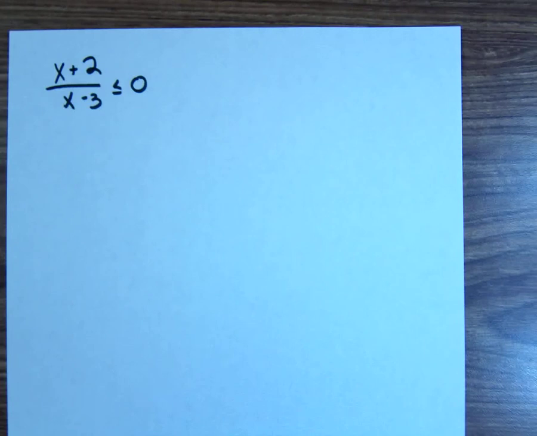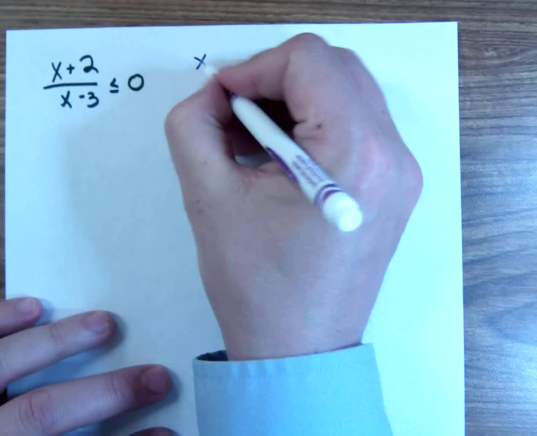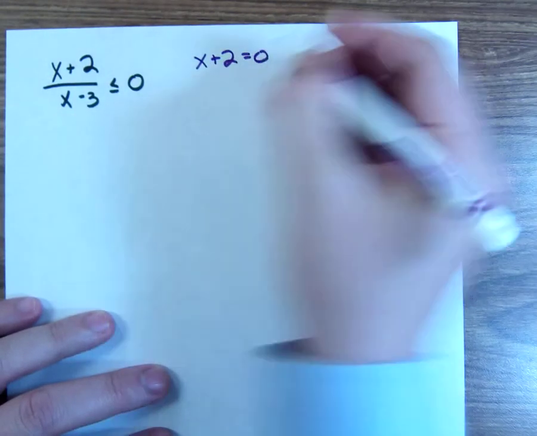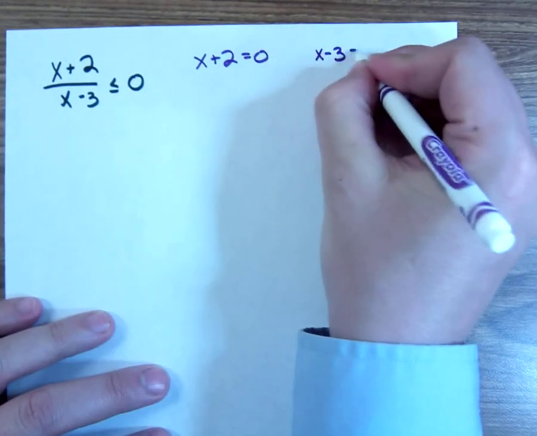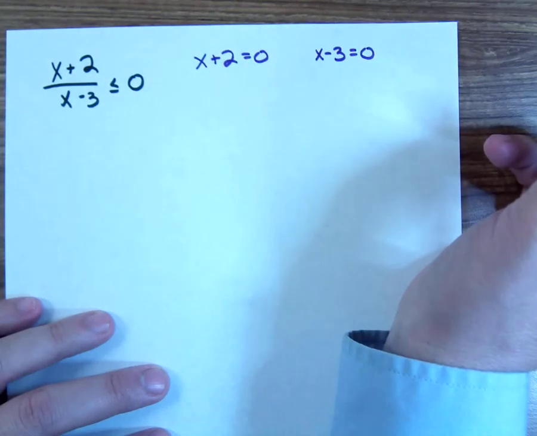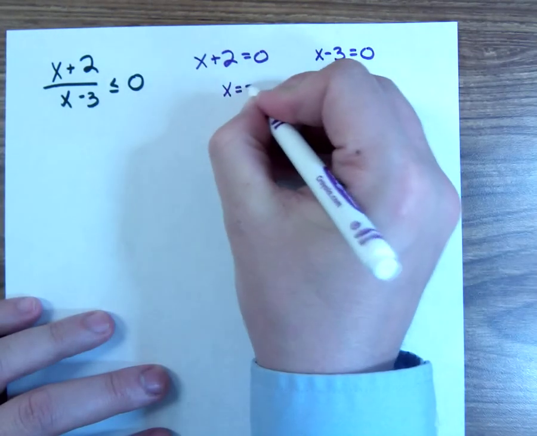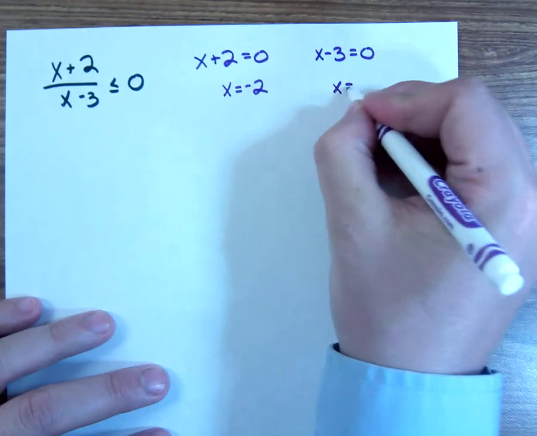This is a little trickier than the last few. But you're still going to solve the equation kind of like you're used to. So even though it's a numerator and denominator, we're still going to solve these separately. In other words, we're still going to solve x plus 2 equals 0, and we're going to solve x minus 3 equals 0. So we get x equals negative 2 and x equals positive 3.